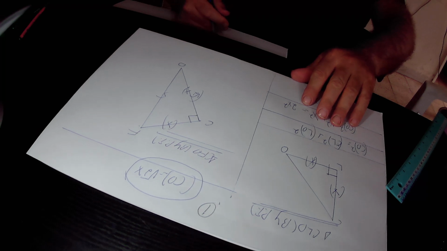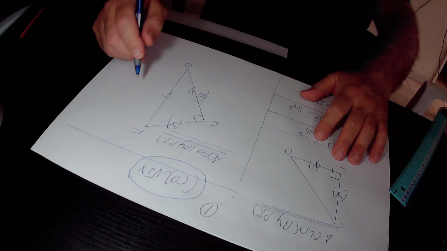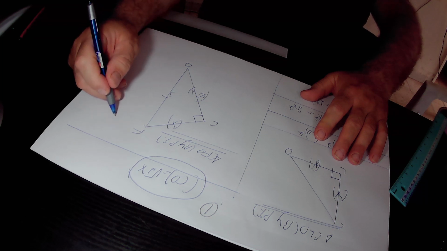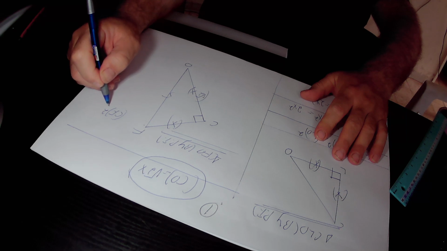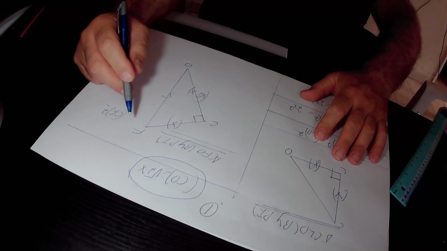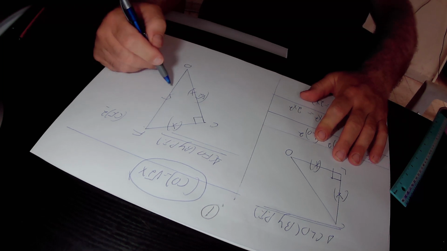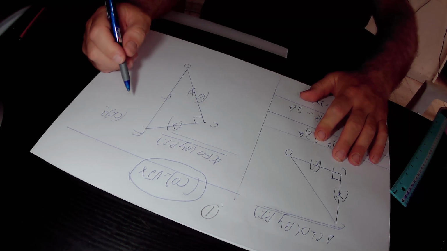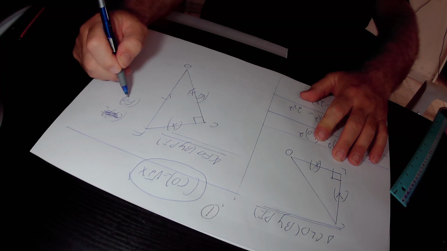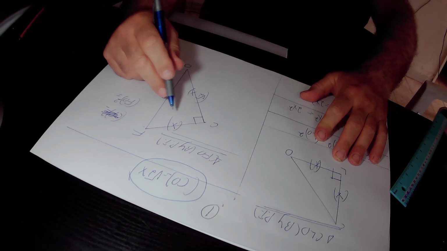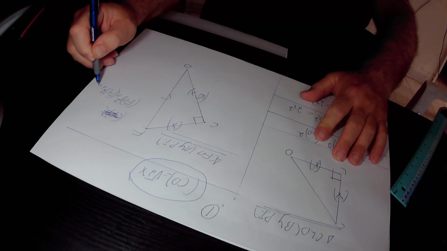According to the Pythagoras theorem, in this right triangle CFO, the hypotenuse is FO, therefore FO squared must be equal to FC squared plus CO squared.